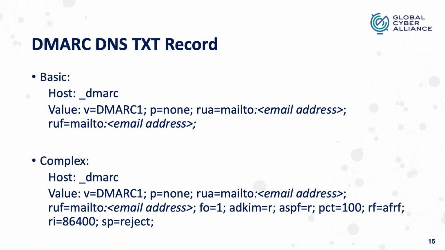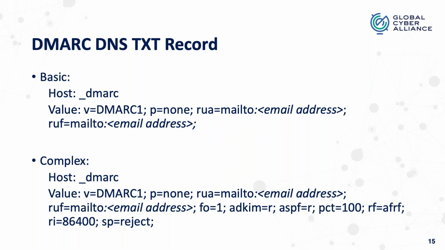So you can get started by just putting in the host name of _DMARC, and the value of V equals DMARC1, semicolon, P equals none, semicolon, RUA equals mailto: the email address you want to send the reports to, semicolon, RUF equals mailto: the email address you're going to send those reports to, semicolon. All right, so those are all the different tags and all the different configurations that you have.